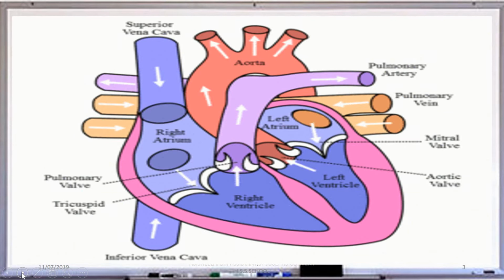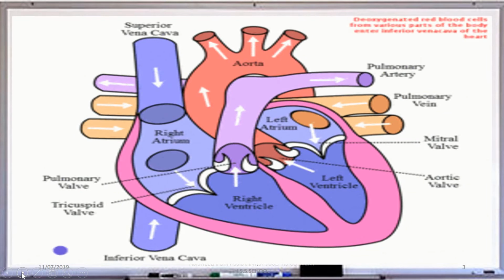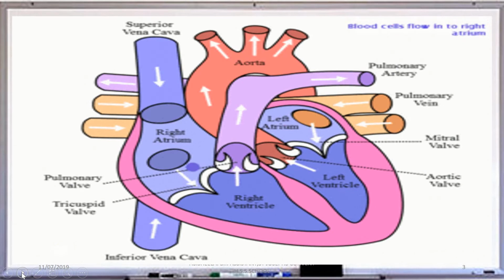So we are clear now. The human heart has 4 chambers, 2 auricles and 2 ventricles. And the blood vessels which carry blood into the heart and from the heart to the body are of 2 types, arteries and veins. The aorta and pulmonary trunk are the arteries. Inferior vena cava, superior vena cava and pulmonary vein are the veins.